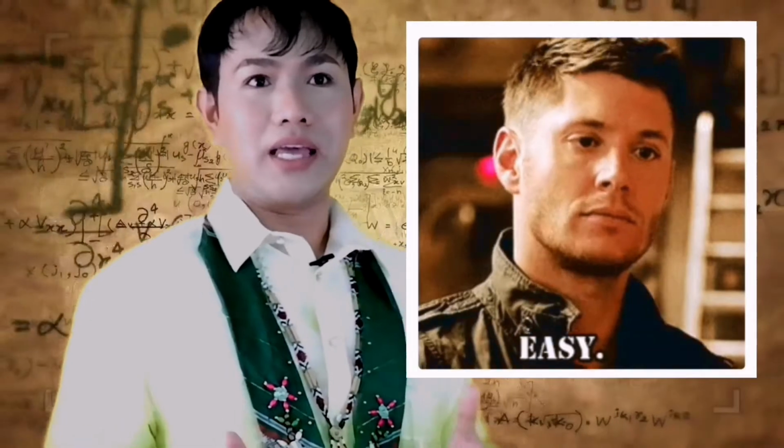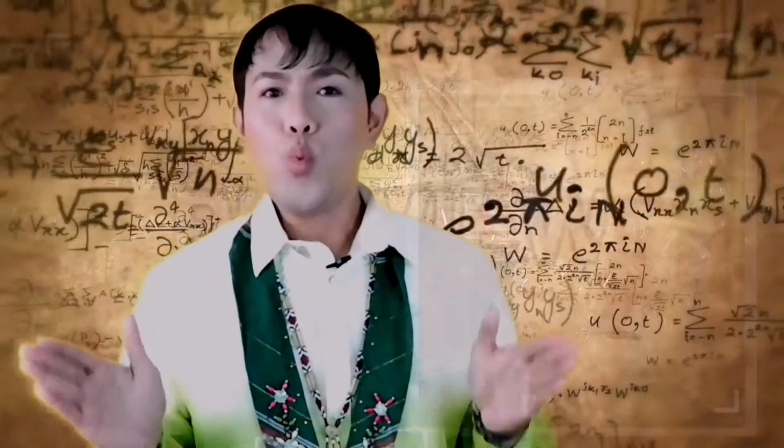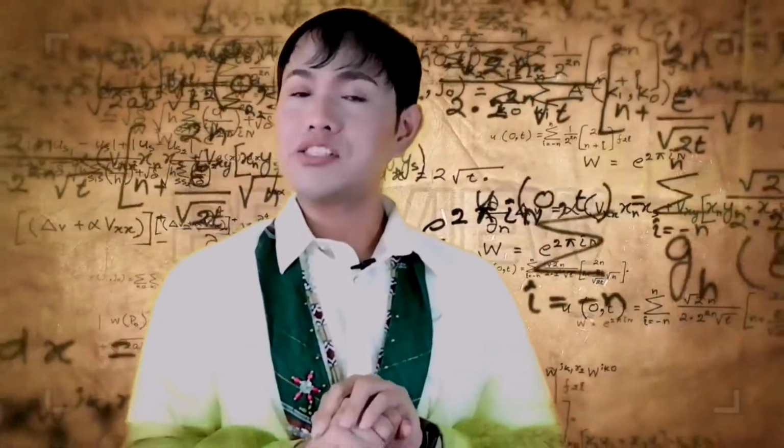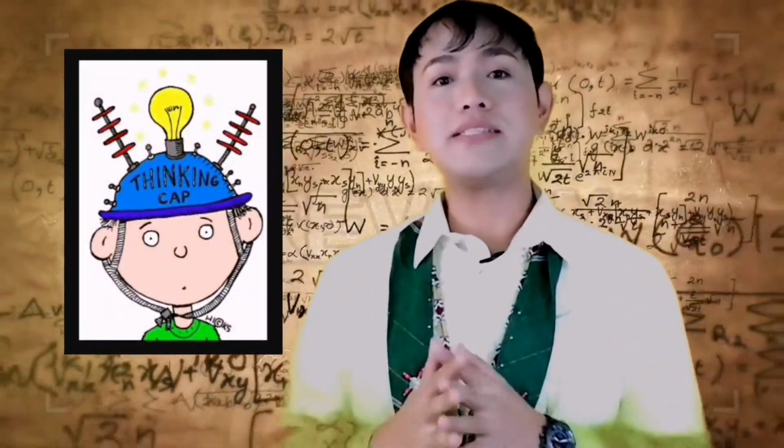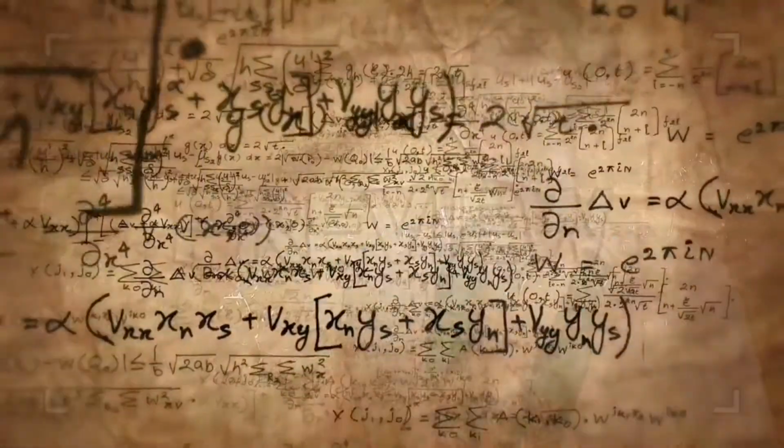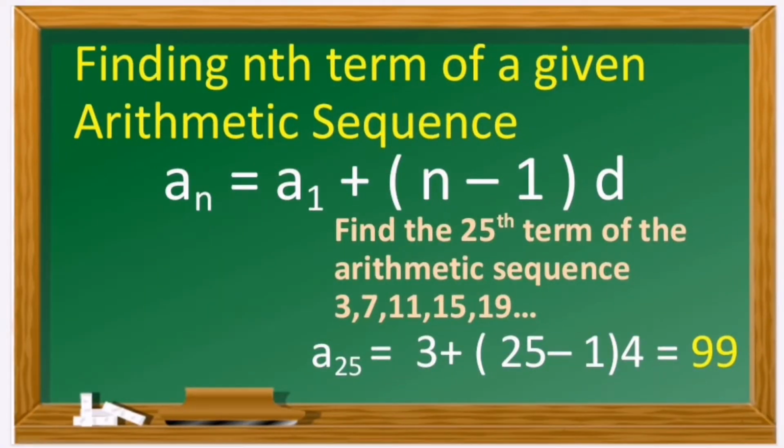Yeah, sure you did. Now, what about if a certain question is stated in a word problem form, such as this one? Find the 25th term of the arithmetic sequence 3, 7, 11, 15, 19, and so on. How are we going to answer that question?